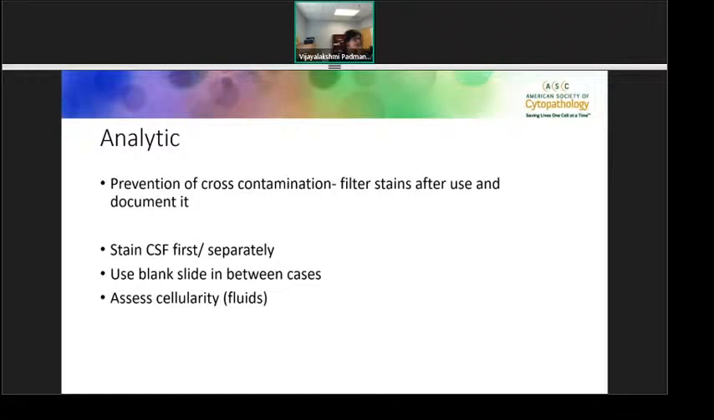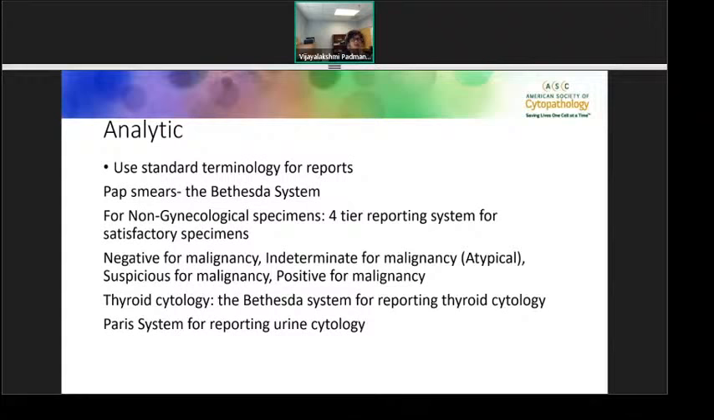We really want to, for example, prevent cross-contamination. So some people would use a blank slide between cases and have a log of what they found on the blank slides. Some labs would want to assess cellularity, to stain all the highly cellular fluids separately. Almost every lab would have a separate staining set for CSF, or do it the first thing in the morning before they start the routine stain, so on and so forth.